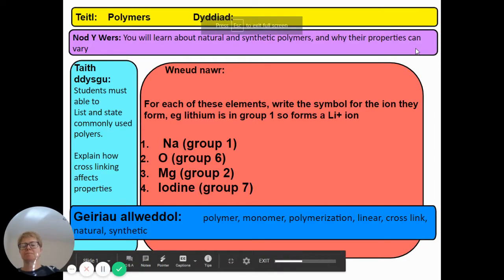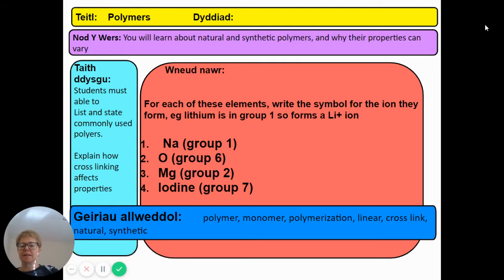Title for this lesson is Polymers. We're learning about polymers today. So as always, pop your date, title, keywords down and then the do now task.